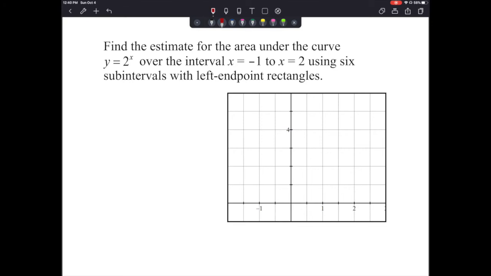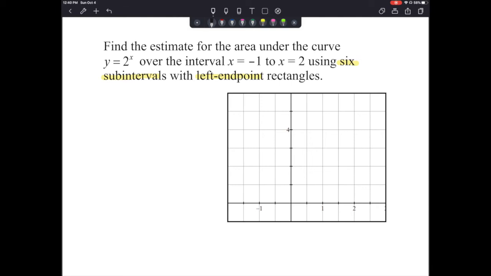The next slide states, find the estimate for the area under the curve y equals 2 to the power of x over the interval x equals -1 to x equals 2 using 6 sub-intervals with left endpoint rectangles. So we're talking about 6 sub-intervals with left endpoint rectangles. Let's get started with that.